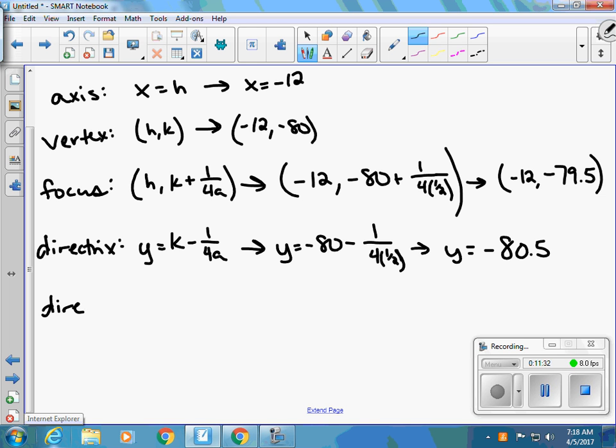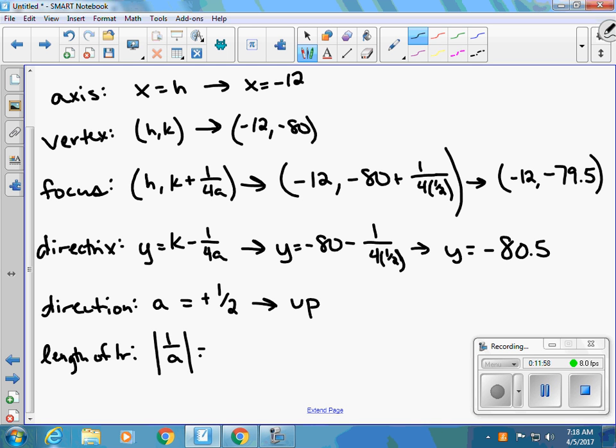Direction: we have our a value is a positive 1 over 2. So this means that we are going up. And the length of our latus rectum is 1 over a. So that's really the absolute value of it too, sorry. So it's really 1 over a half, which we know is 2.